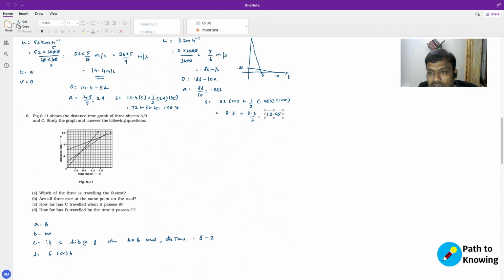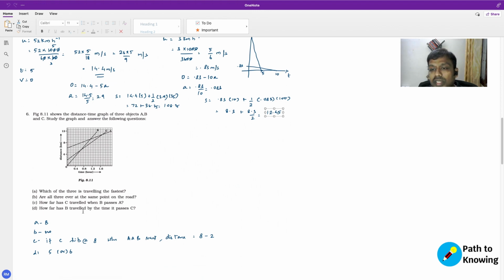So if you really see this, car C had covered a distance of, if you consider this point, 8 kilometers. But is it really 8 kilometers that car C has traveled? No, not really, because at time 0, car C did not really start from 0. It had actually started from 2 kilometers, right? So you have to reduce this 2 here. So the distance actually traveled by C is 8 minus 2, which is actually 6 kilometers. How far has B traveled by the time it passes C? Right? So similar question.